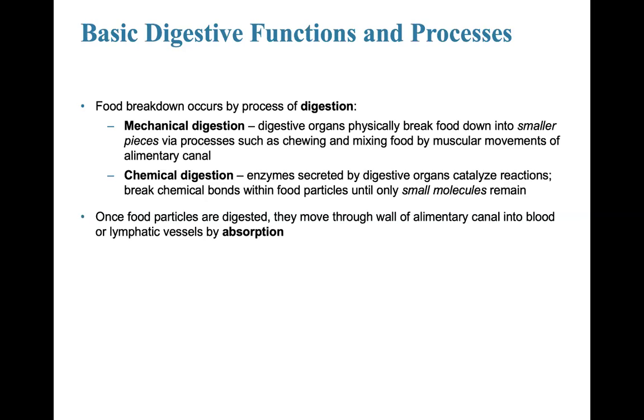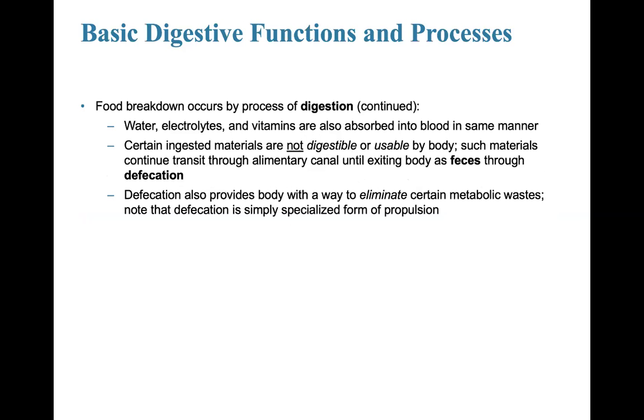Once food particles are digested, they move through the wall of the GI tract into the blood or the lymphatic vessels by absorption. Water, electrolytes, and vitamins are also absorbed into the blood in the same manner. Certain ingested materials are not digestible or are not even usable by the body. Such materials will continue transit through the GI tract until exiting the body as feces through defecation.